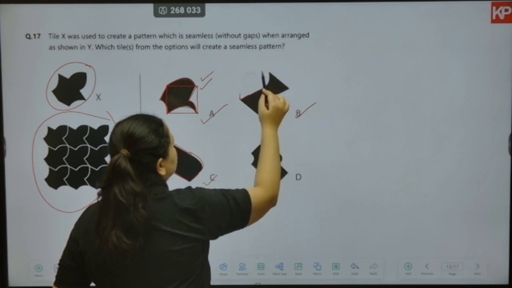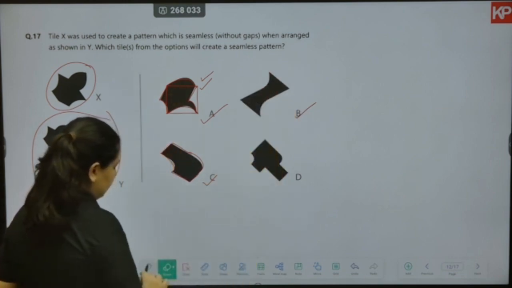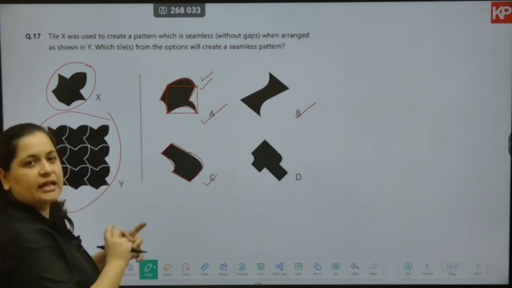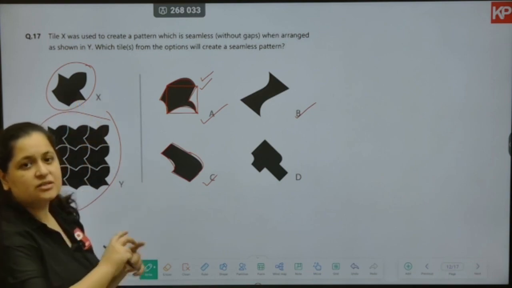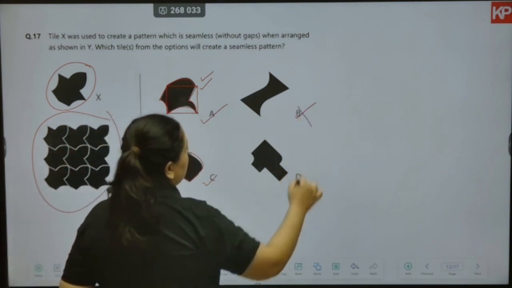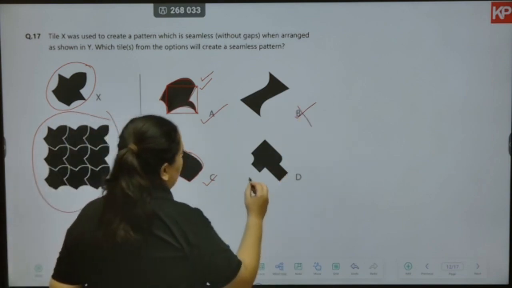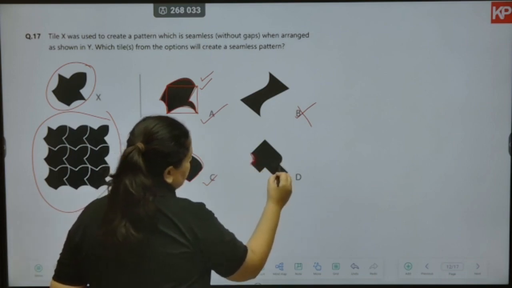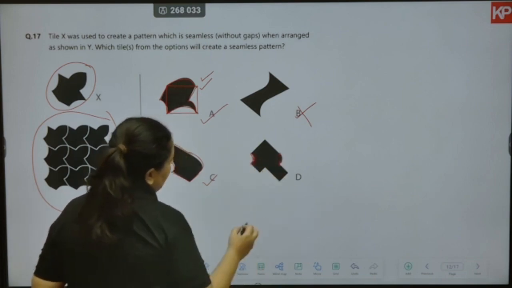We do not have to check whether it will tessellate once we rotate it, because in the example we see the object or the tile is not rotating nor flipping. So directly we can say that B is not going to tessellate. Let's check for option number D. This curve fits directly into this curve.